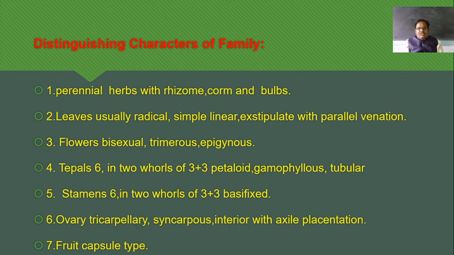Then the fourth one, tepals are 6 in 2 whorls, 3 plus 3, petaloid. They are gamophyllous and tubular. Then stamens, they are 6 in 2 whorls, basifixed. Ovary tricarpellary, syncarpous, inferior ovary with axile placentation, and fruit is of capsule type.